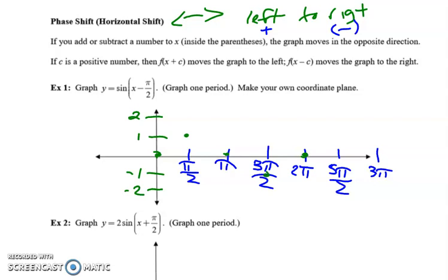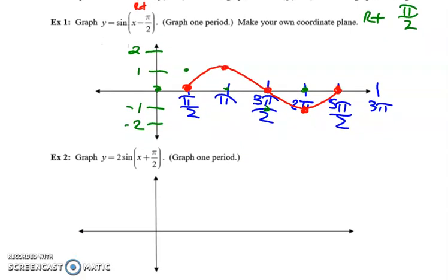So we're going to shift all of these to the right, pi over 2, because it's minus. So now we're going to be here. So everything shifted to the right. And there's my graph. So again, minus means you're going to go right. Plus would mean we're going to go left.